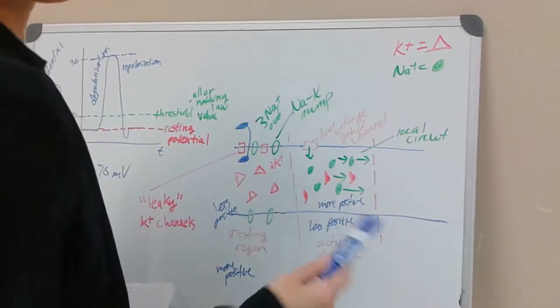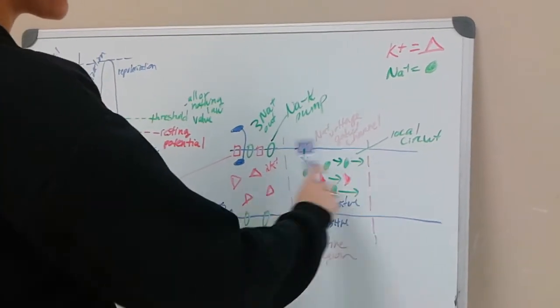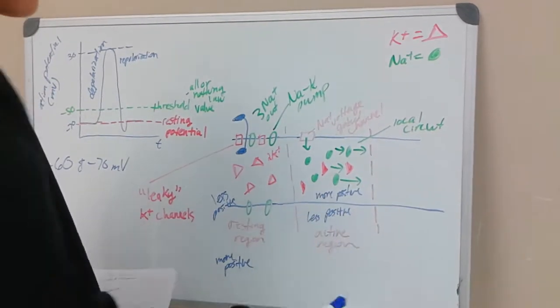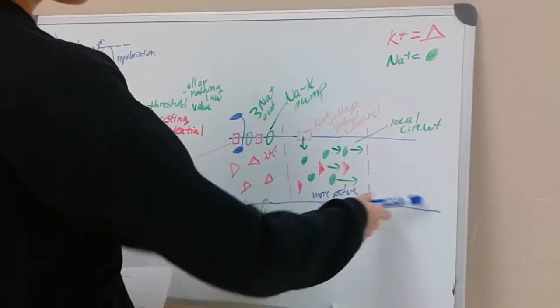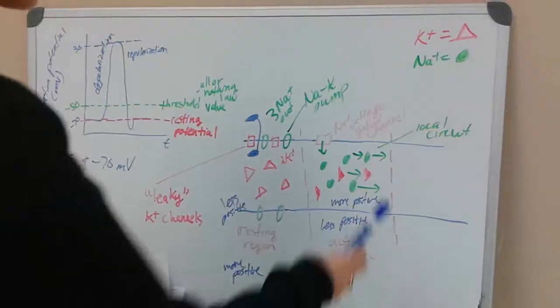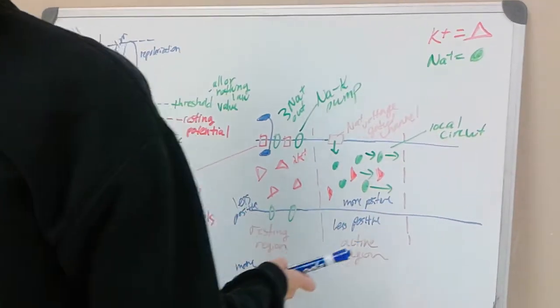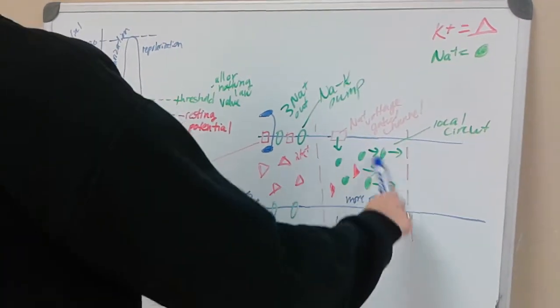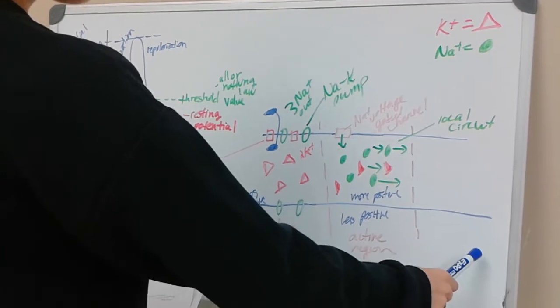What that creates is a local circuit, meaning all these positive ions repel each other. They won't go back to the resting region; they flow one way down the axon rather than along the cell membrane. So basically depolarization causes a local circuit, and this is where the positive feedback mechanism comes in.